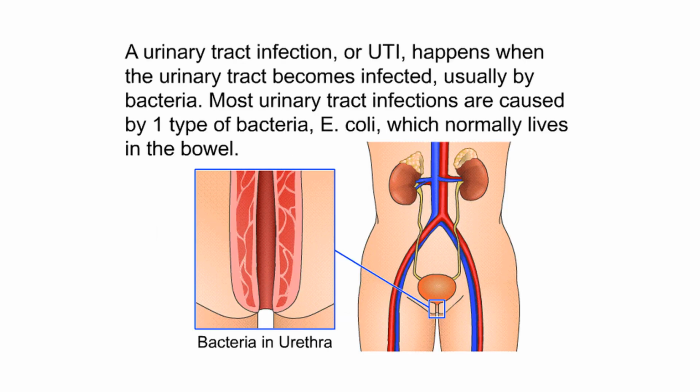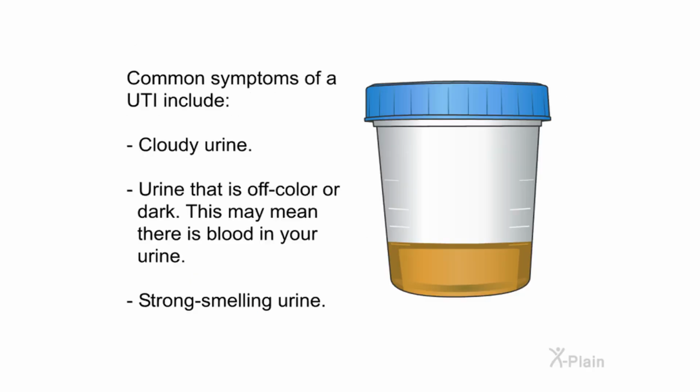Summary. A urinary tract infection, or UTI, happens when the urinary tract becomes infected, usually by bacteria. Most urinary tract infections are caused by one type of bacteria, E. coli, which normally lives in the bowel. Common symptoms of a UTI include cloudy urine, urine that is off color or dark. This may mean there is blood in your urine. Strong smelling urine.